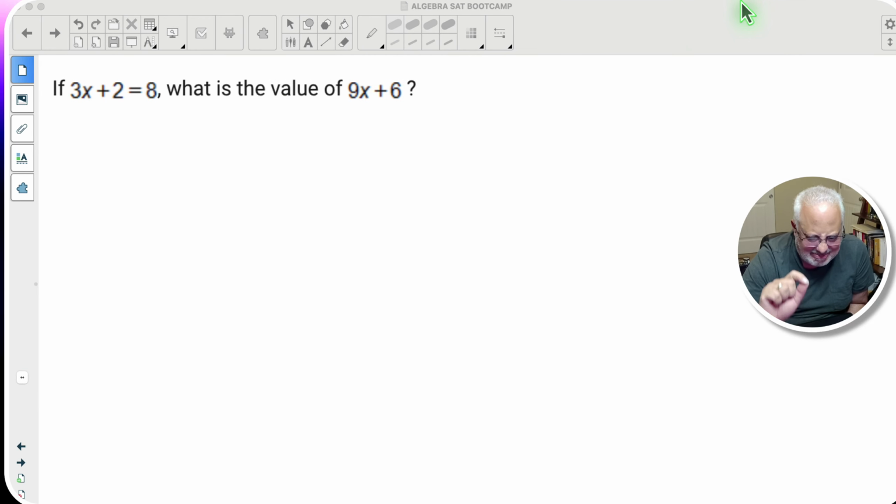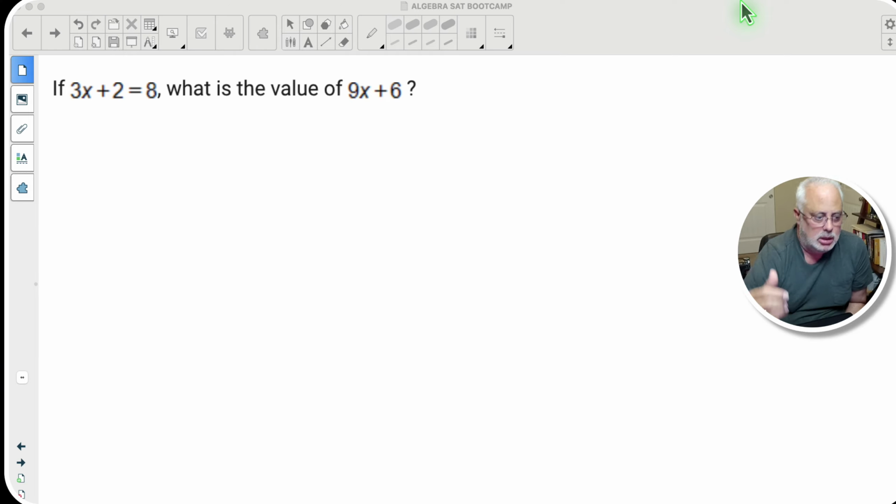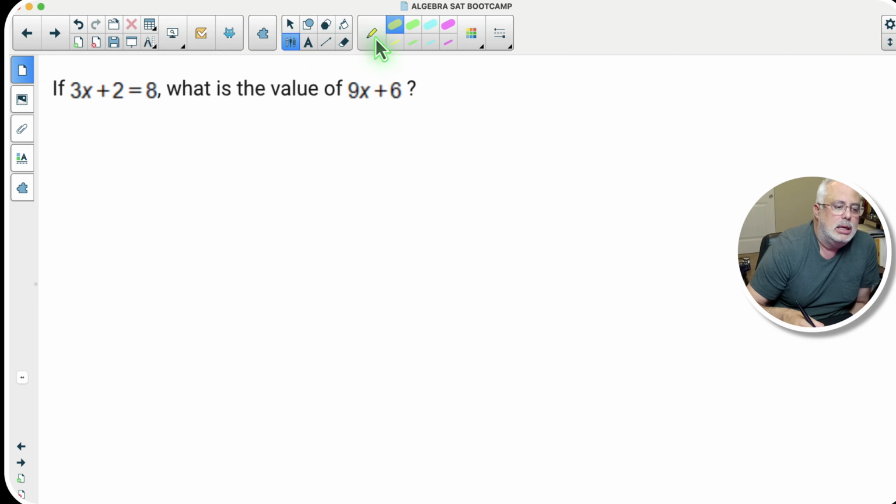It must be a particular skill. What is the skill in this question? If 3x plus 2 is equal to 8, what is the value of 9x plus 6? So let's highlight, which is a great technique to study. I had to find the x value, substitute that x value here, and I get the solution. Done. So it's very simple.